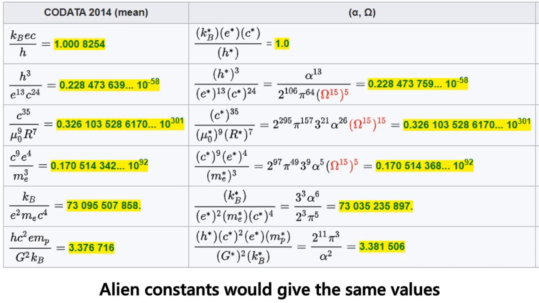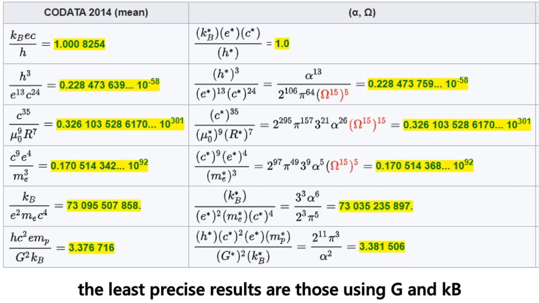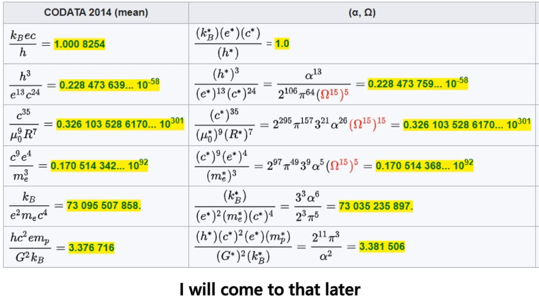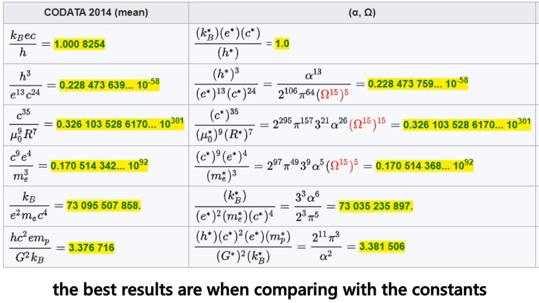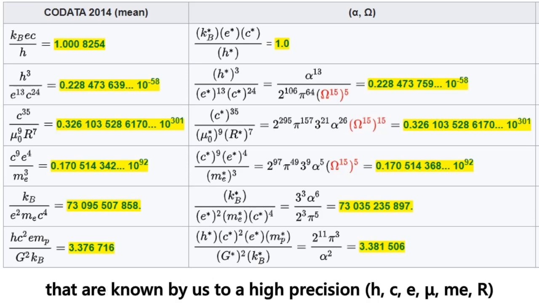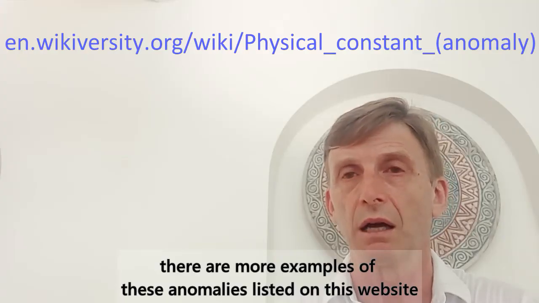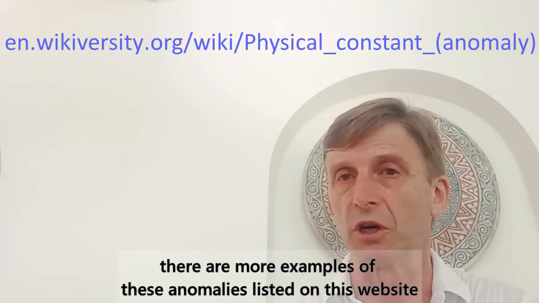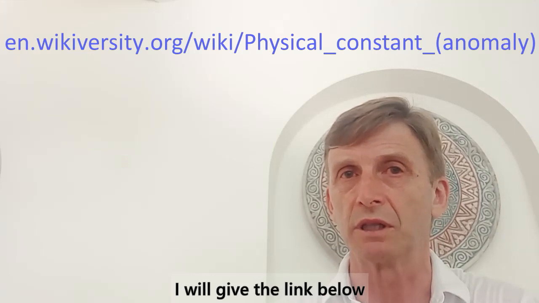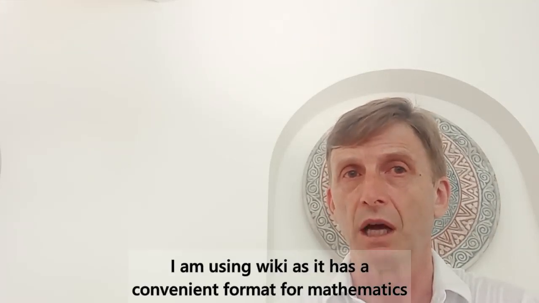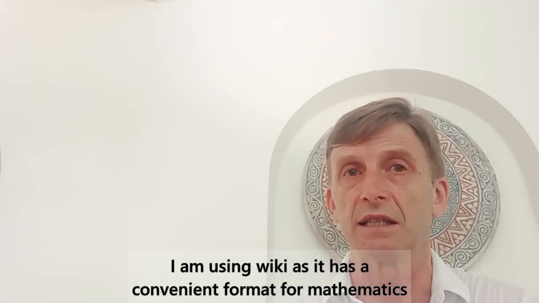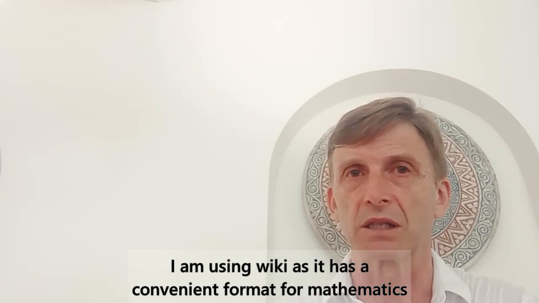Alien constants will give the same values. The least precise results are those using G and KB, and these are not well known anyway. I'll come to this later. The best results are when comparing with the constants that are known by us to a high precision. There are more examples of these anomalies listed on this website. I will give the link below. I am using Wiki as it has a convenient format for mathematics.